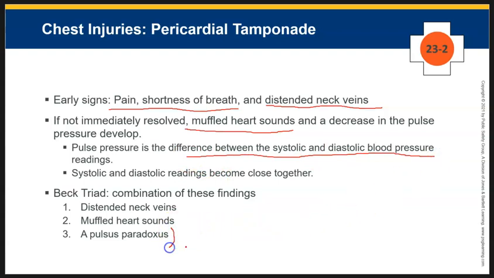pulsus paradoxus. Normally, when you breathe in, the reduced pressure in the chest causes the top number in your blood pressure, your systolic pressure, to drop a little bit. Pulsus paradoxus is a drop when you're breathing of greater than about 10 millimeters of mercury. Now that's kind of a high level assessment tool that we have, but it can assess for pericardial tamponade with something like greater than 98% sensitivity.